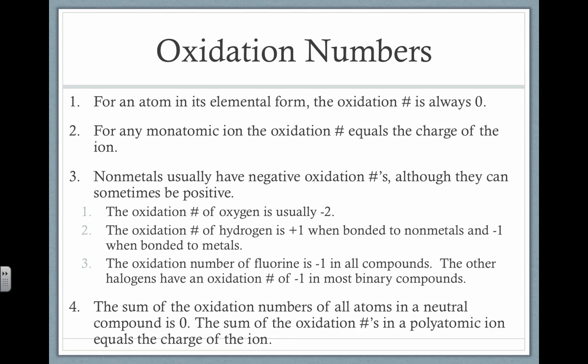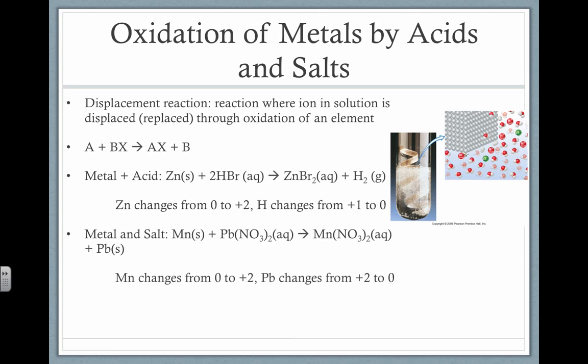So these are the oxidation numbers in short, and there are more detailed lists as well, but in general these are what we're going to apply. Metals can be oxidized by acids and by other kinds of compounds as well. This is known as a displacement reaction. If you had honors chemistry last year, you probably remember this as a single replacement reaction. We never really described it as a redox reaction, but it actually is.